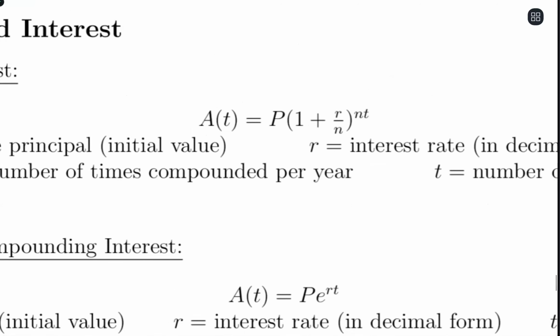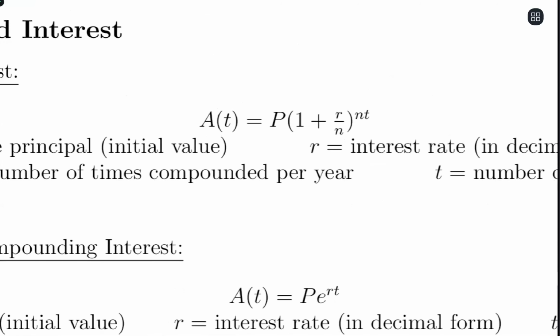For compound interest, we use A of t is equal to P times (1 plus r over n) all raised to the power of n times t. P is called the principal, and that's our initial value, the initial investment that we're making. r is going to be the interest rate that we're using. Again, it'll be described as a percentage, but we'll change it to decimal form.